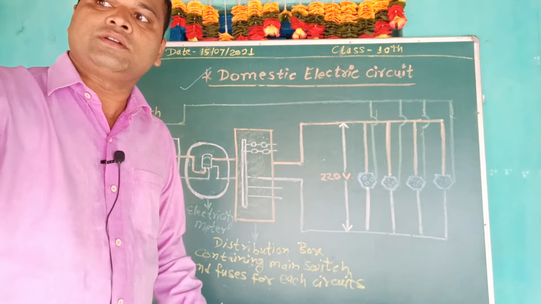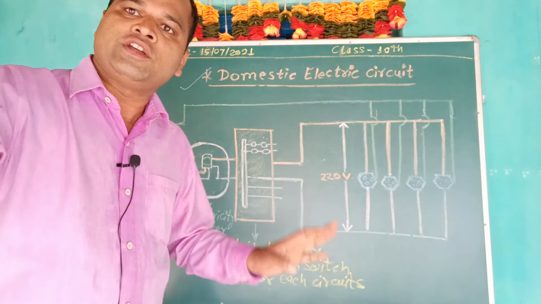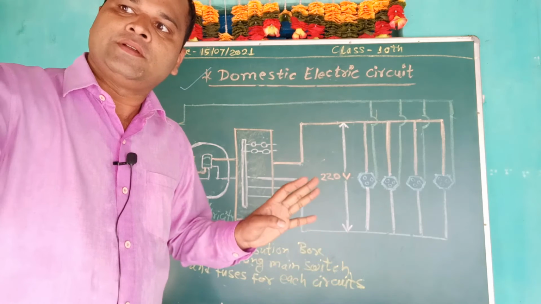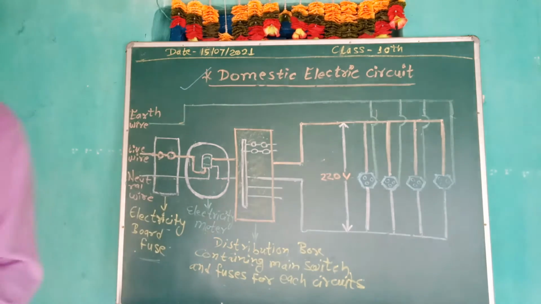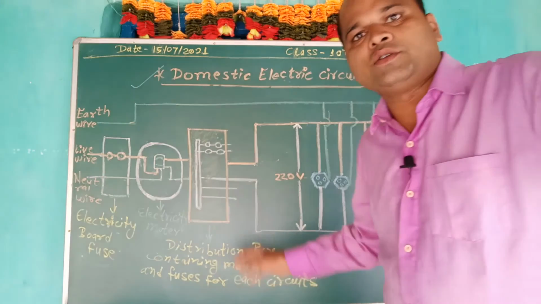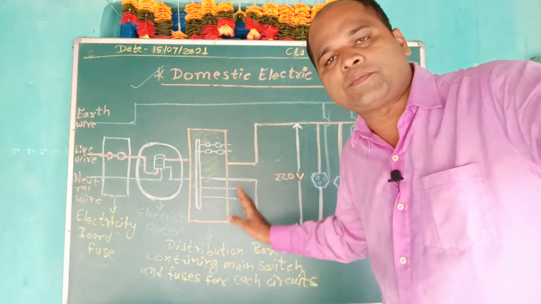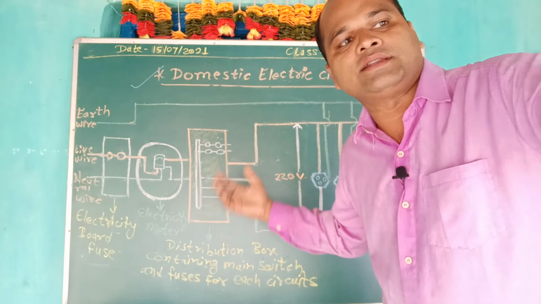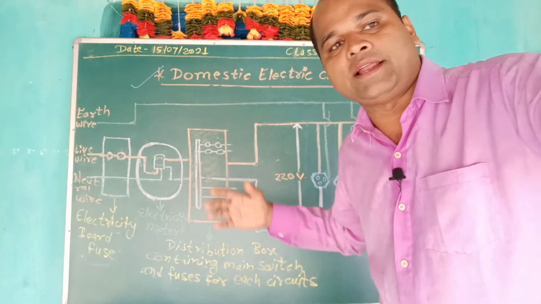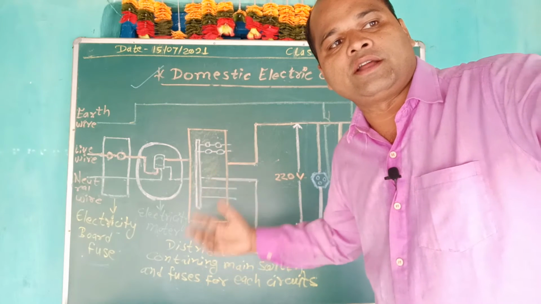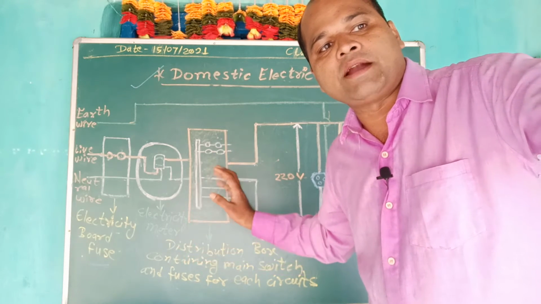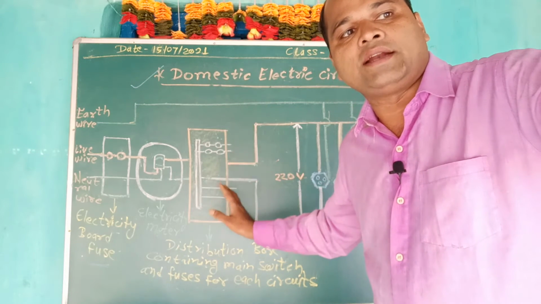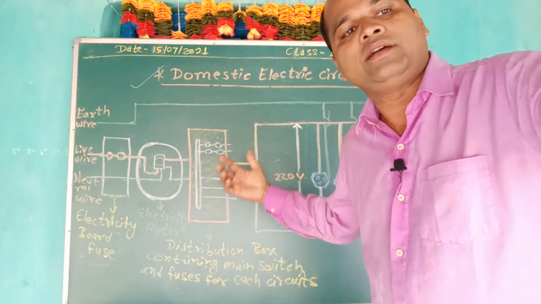This is used as a safety measure, especially for those appliances that have a metallic body, for example electric press, tester, table fan, refrigerator. The metallic body is connected to the earth wire, which provides a low resistance conducting path for the current.